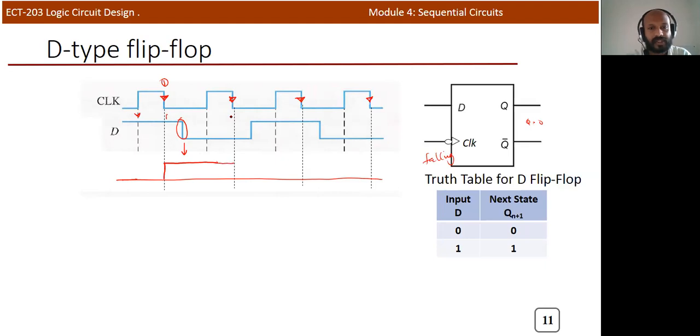And when it reaches the second falling edge, the input is 0, so the output also changes to 0. You can see that there is a change in input, but it will not reflect on the output side. It will continue like that. And this is the third clock cycle, third falling edge. At that instant, the input is 1, so the output changes to 1. There is a change in input at this instant, but there is no falling edge clock, so it will continue like this. At the fourth clock cycle, the input is 0, so the output changes to 0.